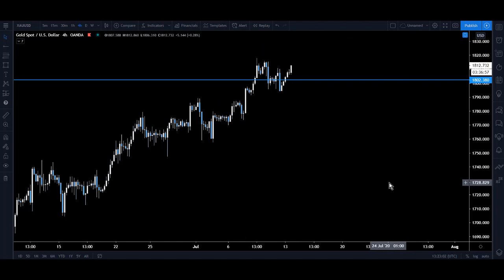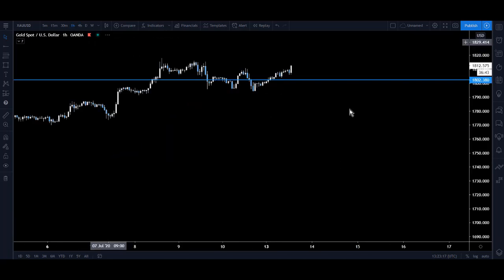So don't just jump into selling gold just because it's in an area of resistance and because it's a big level. We actually need to see price action. So we need to see price now making lower lows and lower highs.